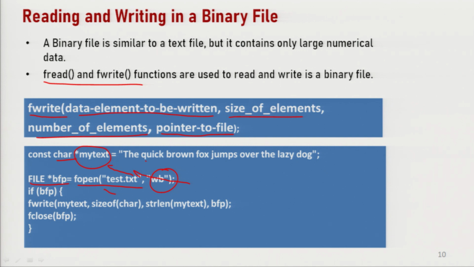So, this file will be opened in writing mode, since it is a binary file. So, it will be opened in WB mode over here. Just see, if it has returned okay, it is okay. So, what will happen? We will call the fwrite function.